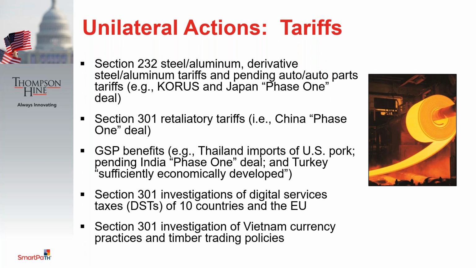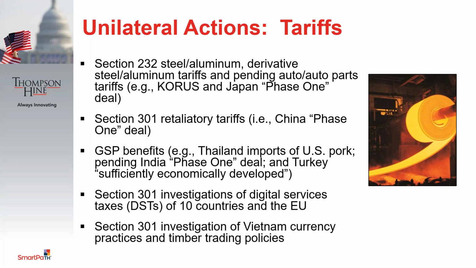The generalized system of preferences, which provides duty-free benefits to developing countries, was removed from these countries listed, Thailand, India, and Turkey, in order to obtain concessions for US goods. These talks are still ongoing.